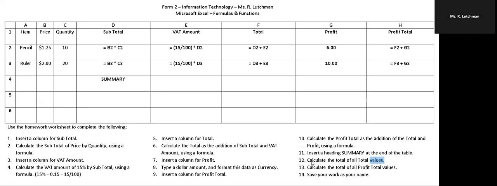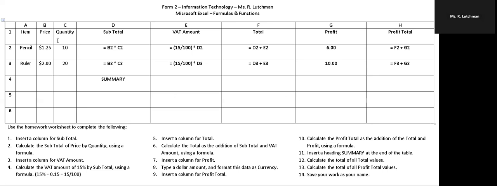Next, number 12. Calculate the total of all total values. Let's see. Total of all total values. If I want to find the total of something, what's the hint here? If I want to find the total of something, I have to add. So I want to add all of the total values.